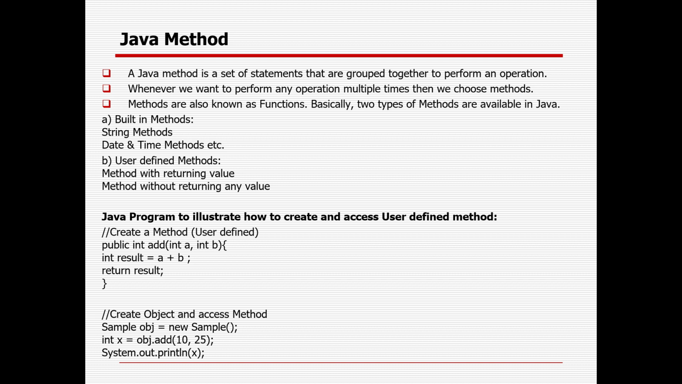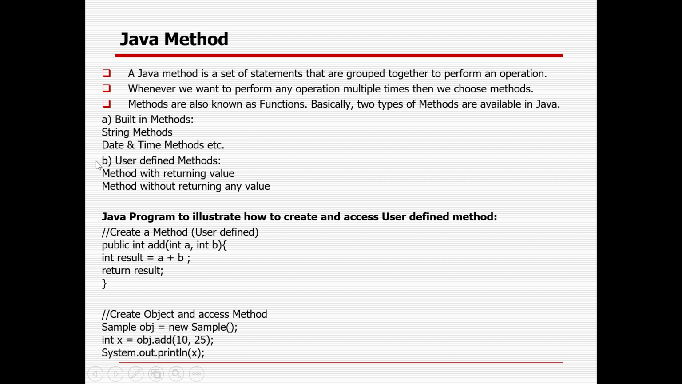Basically there are two types of methods available in Java. Built-in methods: you already saw string methods, right? Compare, find, uppercase, lowercase, everything comes from String. These are inbuilt methods, because they are already available in Java. Similarly, I will cover date and time methods today. Date, time, and calendar functions are already available along with String. So these are called built-in methods in Java.